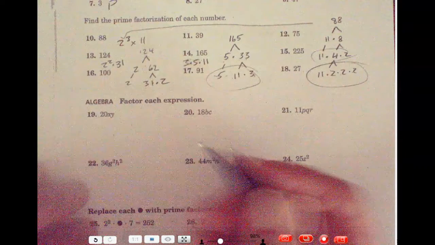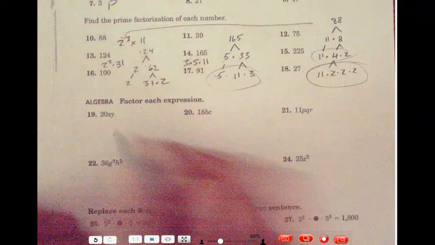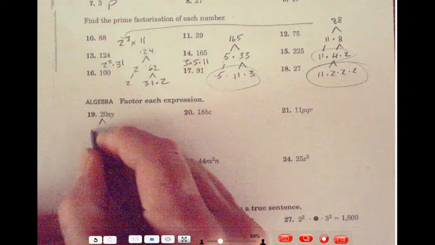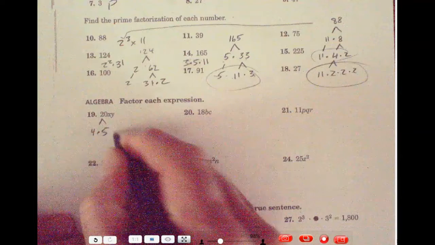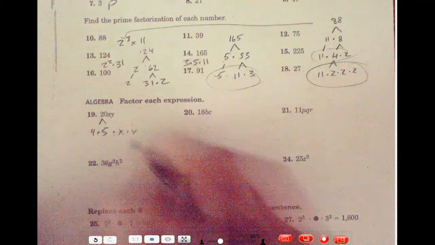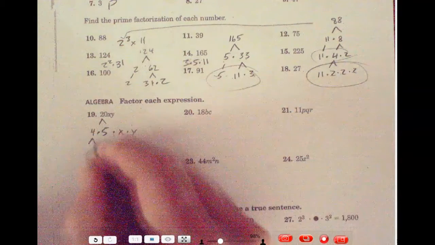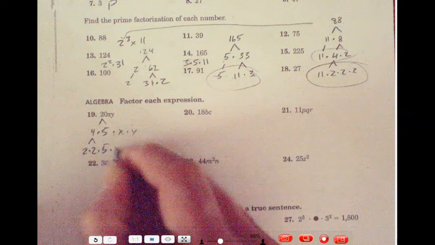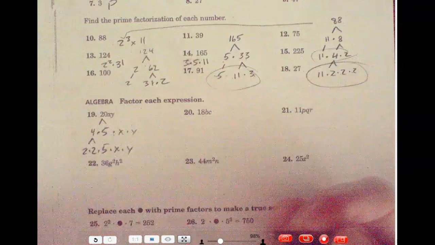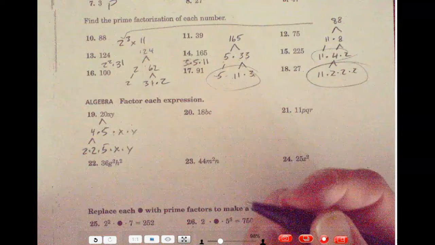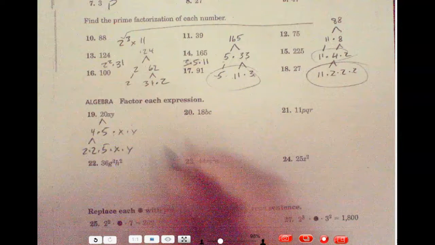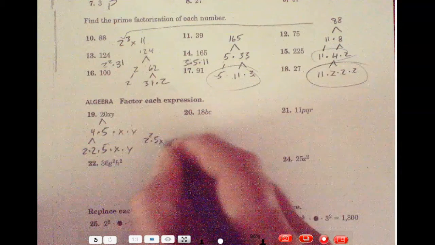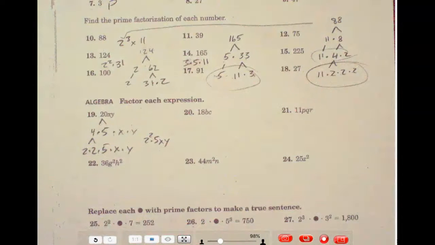Well, we can factor out the 20 and say that that's 4 times 5 times x times y. We'll break that down into 2 times 2 times 5 times x times y. So I can combine all of that and say that that's 2 squared times 5xy. Okay?